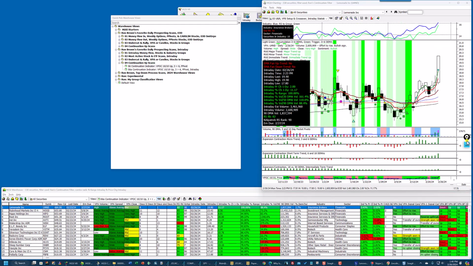Okay, I'm going to bring the arrows down here. Okay, the VPOC is positive. The 3 is above the 6. That happened back here on the green bars. Volume pocket pivots 3 days in a row. So this is a continuation stock.